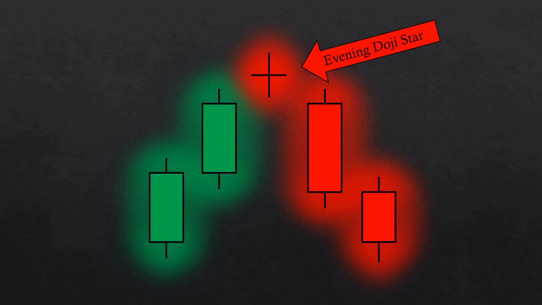The next 2 complex reversal patterns containing 3 candles are related to the soldier and crow qualities I referred to previously.